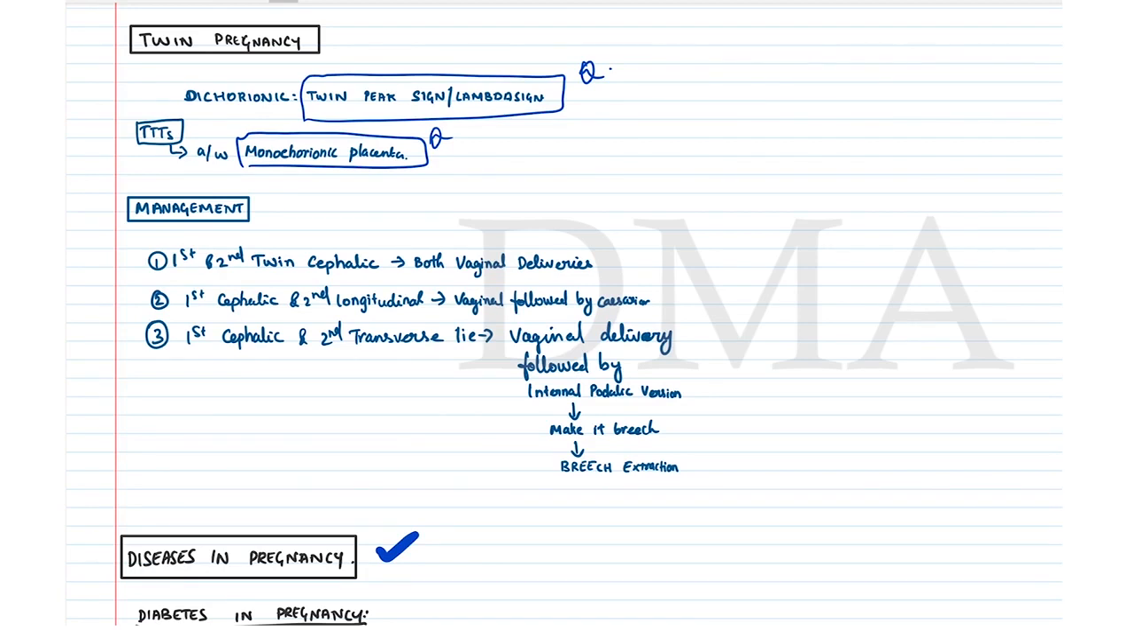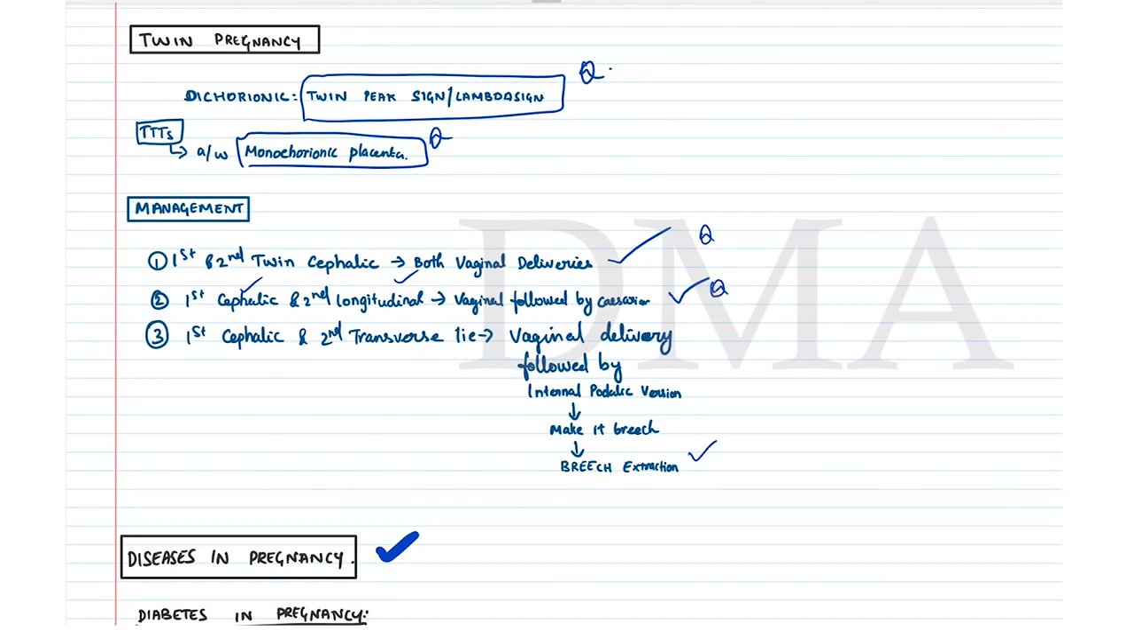So if the first and the second twin are both cephalic, do the vaginal delivery for both of the babies. If the first one is cephalic, but the second one is a longitudinal lie, then do the vaginal delivery for your first baby and do the cesarean section for your second baby. And if the first is cephalic and the second is transverse lie, then do the vaginal delivery for the first baby and do the internal podalic version for the second baby, make it into a normal breech, and then deliver the baby through the breech extraction method.